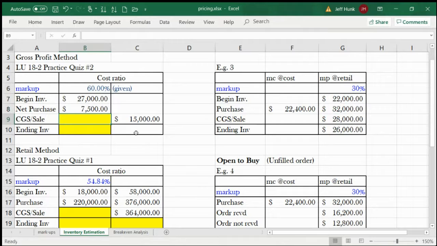But this column is the column of price, right? So $50,000 is what? That's the sales revenue, right? Makes sense. And it's very important that you can distinguish between inventory expressed in selling price and inventory expressed in cost.